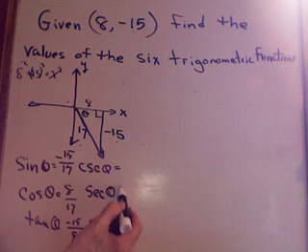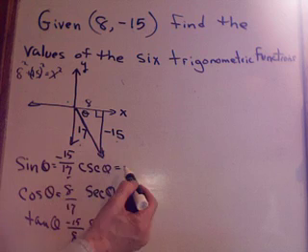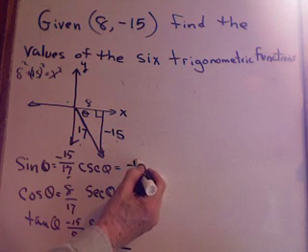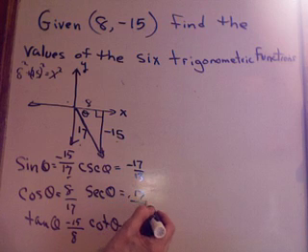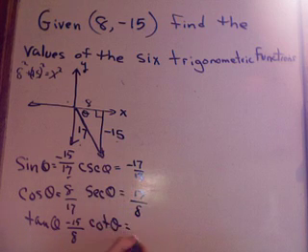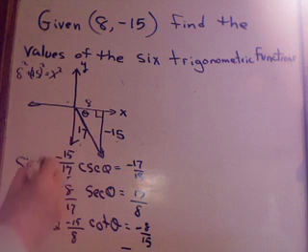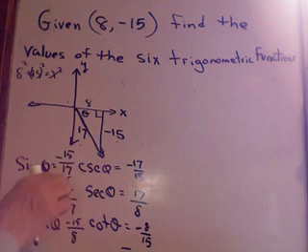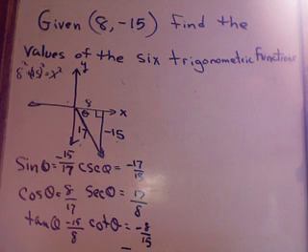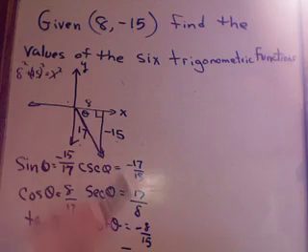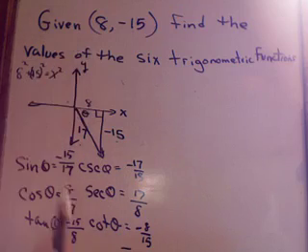And these answers here are the reciprocals. So what's a reciprocal? Negative 17 over 15. 17 over 8. Negative 8 over 15. Notice I keep the negative on top. You can put it on the bottom. Doesn't really matter. Just don't lose it. That becomes important. So I have the 6 trig functions given that point.